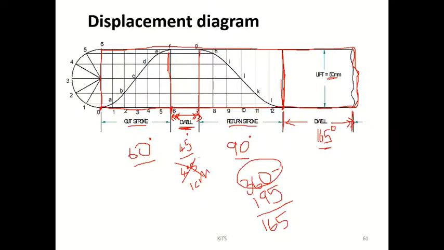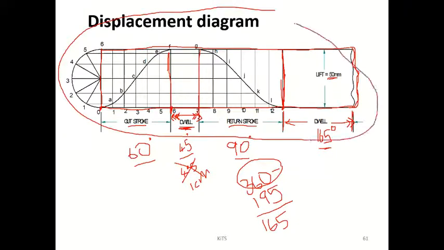So I have drawn the outline for the displacement diagram. I have drawn outstroke, dwelling period, return stroke, dwelling period: 60 degree, 45 degree, 90 degree, 165 degree. You have to mention all these degrees at these places. And you have to draw this displacement diagram at the bottom left corner of your drawing sheet. Then only will you have enough space for drawing the cam profile.